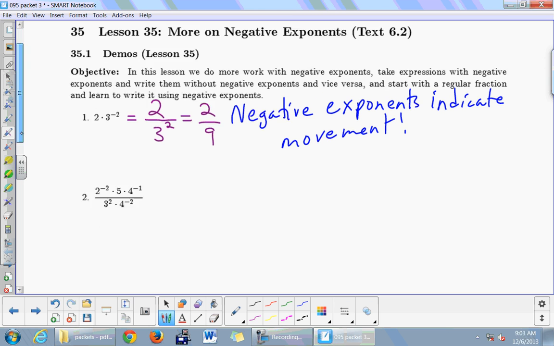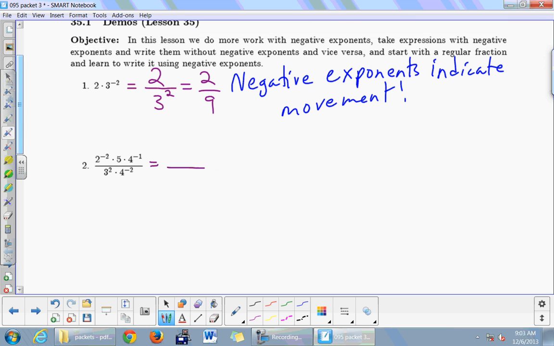Let's take a look at number 2. Start with a big blank fraction line. And we're just going to go term by term. Does this first 2 in the top left have a negative? Yes, so it moves. Where does it go? It goes to the bottom and becomes 2 to the positive 2. I'm just going to put a little check mark to indicate which ones we've done. Next one is a 5. Does it have a negative exponent? No. So does it move? No. So where do we put it? On top. Stays on top.